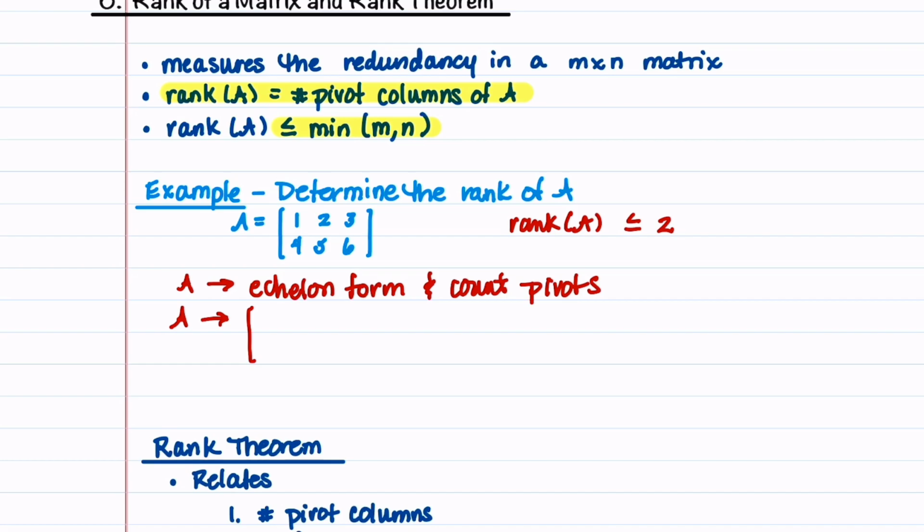Our matrix A, if we put it in echelon form, looks like this. Let's highlight our pivots, and we see that we have 2 pivot columns. So that means that our rank is equal to 2. So we'll write that the rank of A is equal to 2.